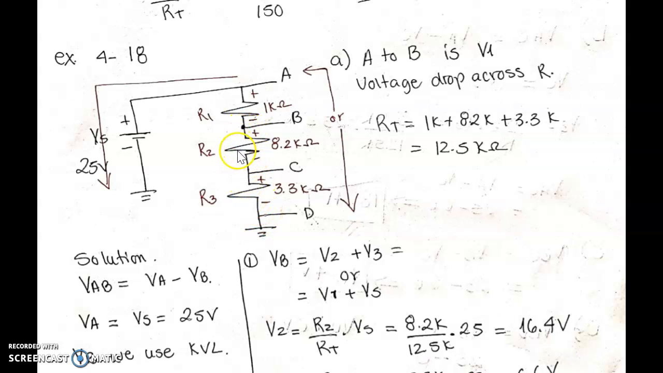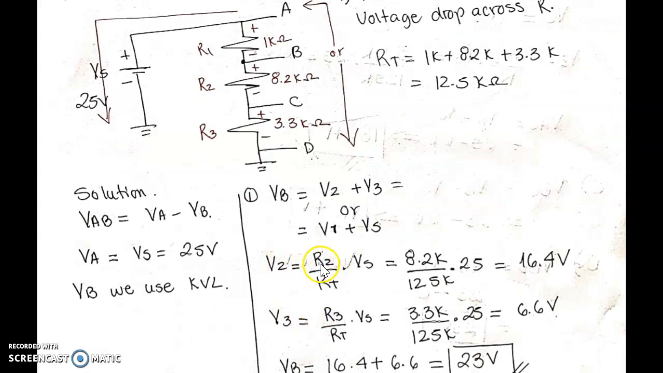So VB is the voltage drop across R2 plus the voltage drop across R3. Voltage drop across R2 using voltage divider: V2 is R2 divided by total times the source. So I get 16.4 volts. Then I do the voltage drop across V3 or R3, the same thing, voltage divider, R3 divided by R total times V source is equivalent to 6.6 volts. So VB, I'm just going to add 16.4 plus 6.6, which is equivalent to 23 volts.